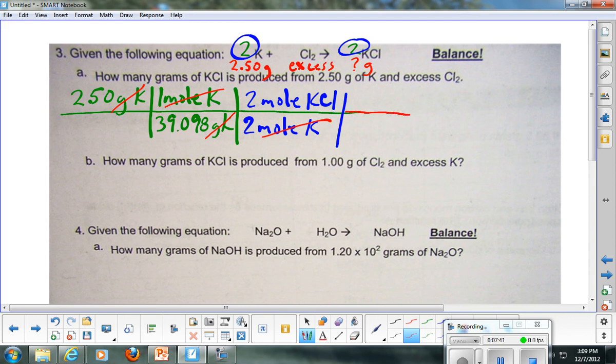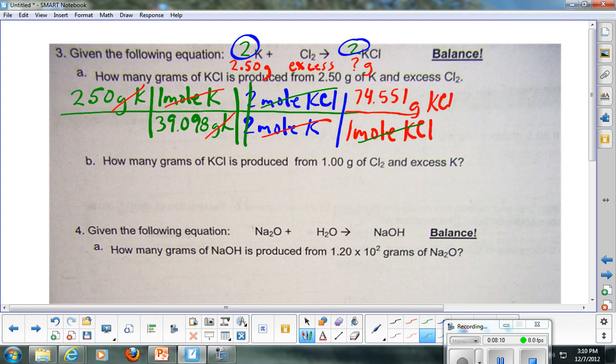So the last conversion here is to go from 1 mole of potassium chloride to grams of potassium chloride, and I would need to add up potassium and chlorine. Okay, that is 74.551. Now, we can cross out moles of potassium chloride and moles of potassium chloride. We can also cancel out the 2's.